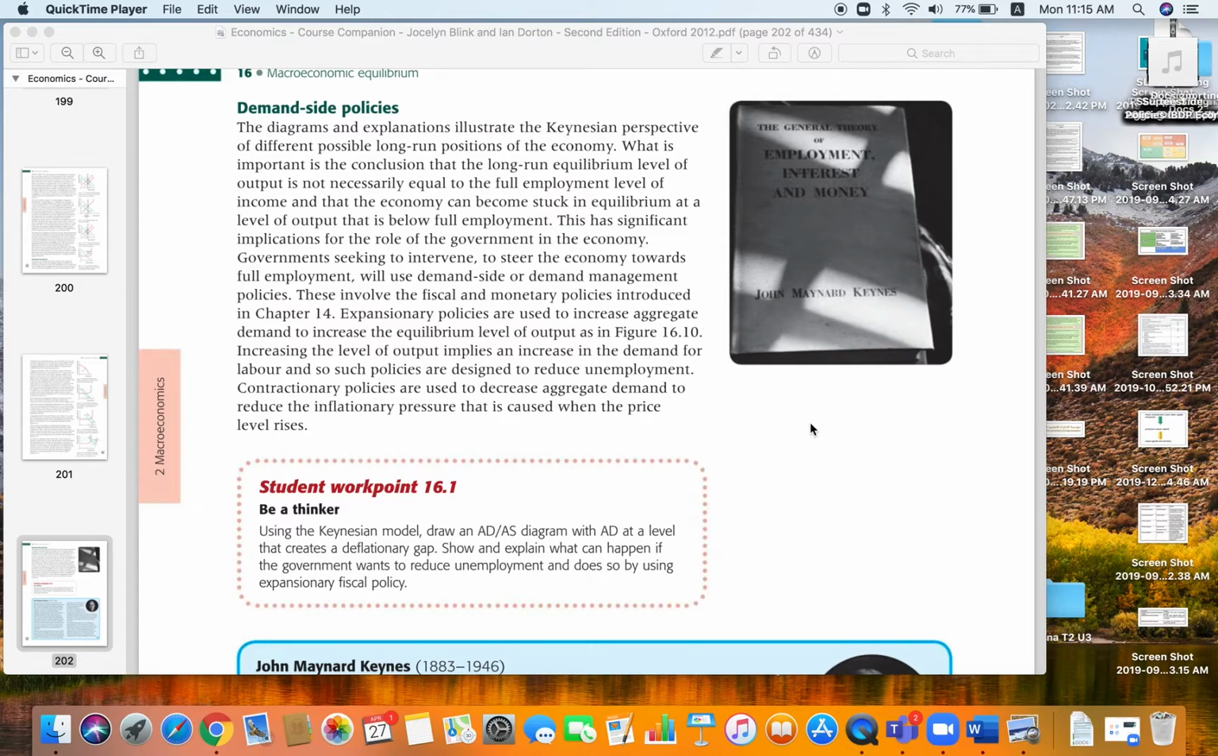The diagrams and explanations illustrate the Keynesian perspective of different possible long-run positions of the economy, right? What's really important is the conclusion that long-run equilibrium of output does not always equal the full employment level of income, and that the economy can actually be stuck in equilibrium at a level of output that's below full employment. So the economy can rest and be comfortable at a level that isn't at full employment.